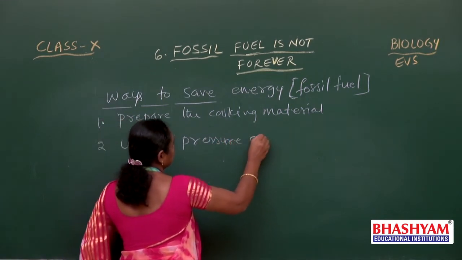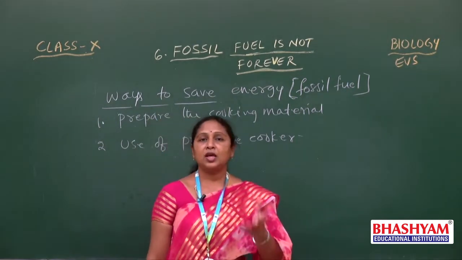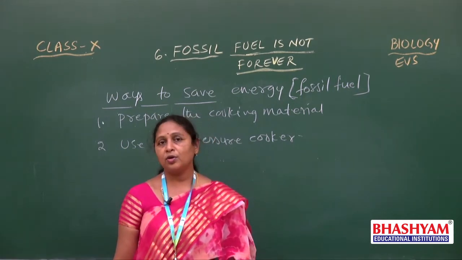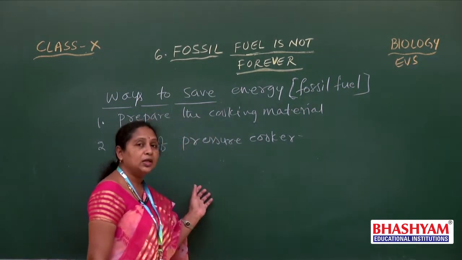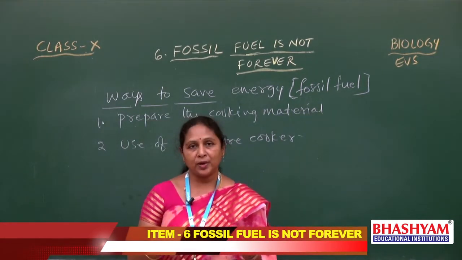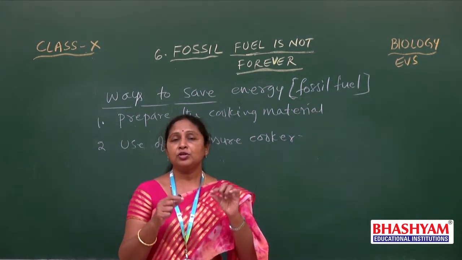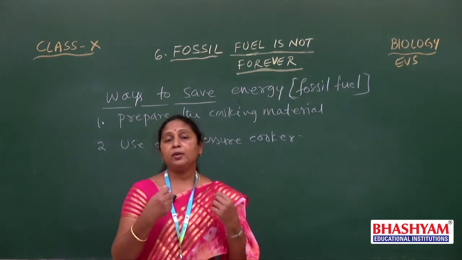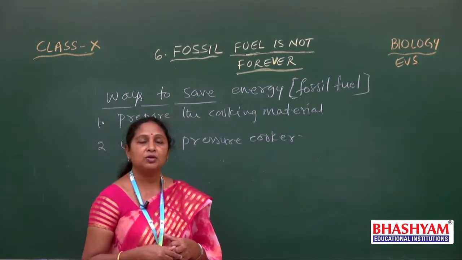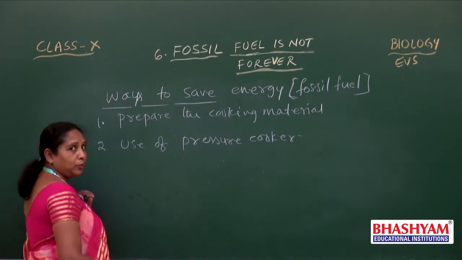The second one is the use of pressure cookers. If you use pressure cookers, there is a chance to save a huge amount of LPG gas, or energy. In a pressure cooker, if you prepare mutton or dal, it saves time and the cooking process moves on so fast. At the same time we save the gas, or energy, also. So this is one more method.